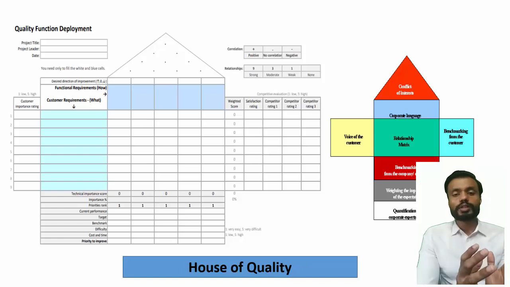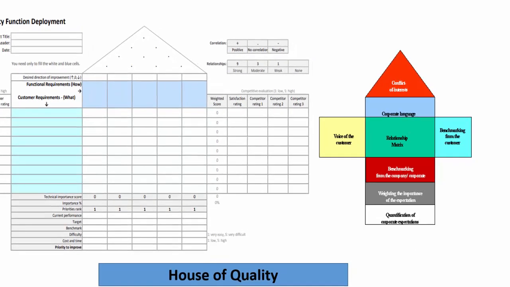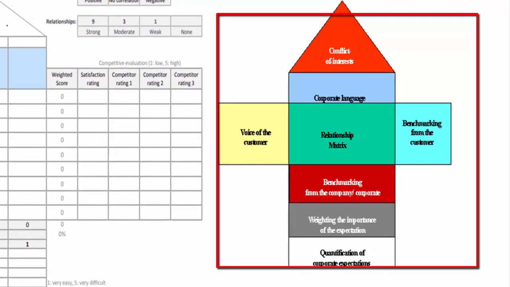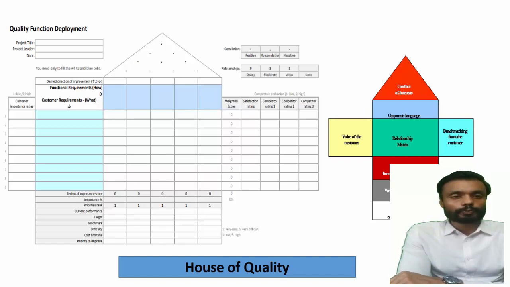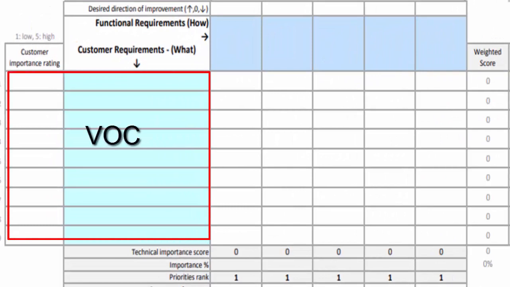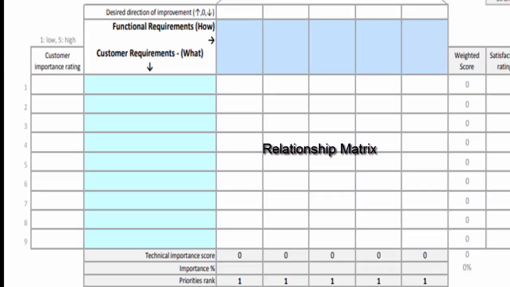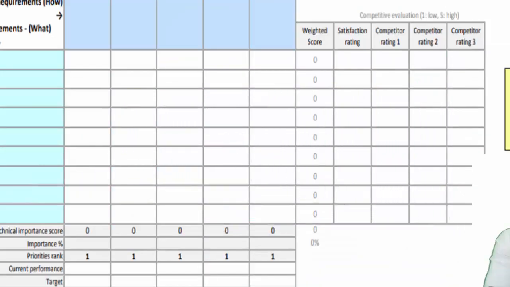So this is what your house of quality looks like. The important thing to understand is that the house of quality over here at the right-hand side is exactly replicated in the Excel image of it. So the voice of customer, the extreme left, this one, is the first house. If you look at this, this is the voice of customer house we are talking about. This house is called the relationship matrix. This would give you a relationship between your corporate language. Your corporate language is this one. This is the house we are referring to for your house of quality.